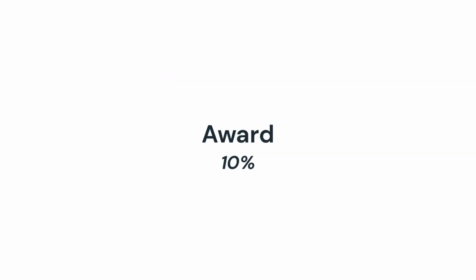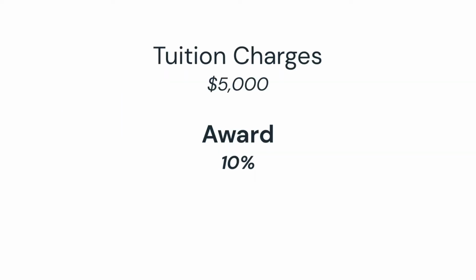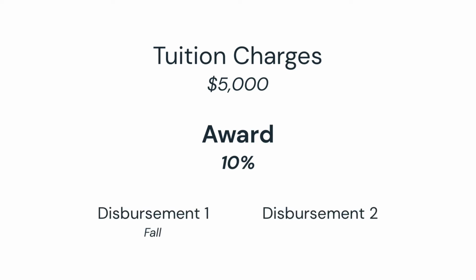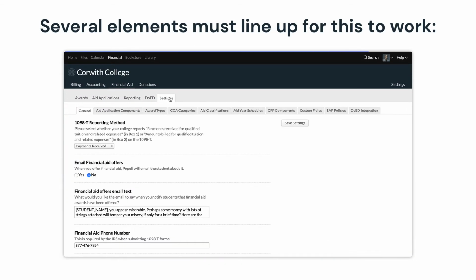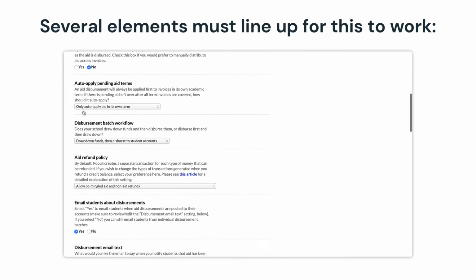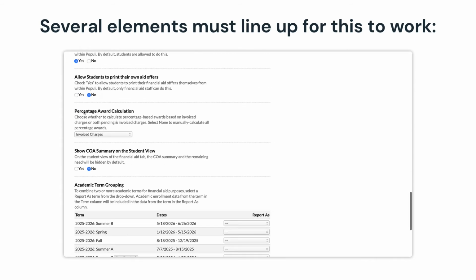We're going to look at how you would set up a percent-based award for 10% of tuition charges with 2 disbursements, one in the fall term and one in the spring. In order for tuition charges to trigger these amounts, several elements have to line up. In the general financial aid settings, you'll want to make sure that percentage award calculation is on the default invoiced charges setting.